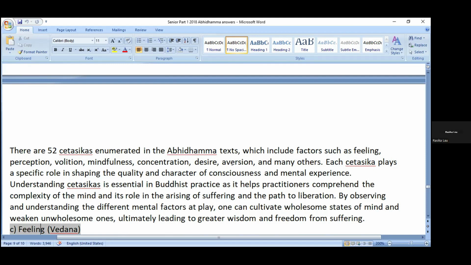You can take what is feeling? Sister Theo. Feeling is one of the Cetasika under the ethically variable ones, and it is also a universal Cetasika. It arises when there is contact. Feeling can be neutral, pleasant and unpleasant. Then what else? Feelings. Cannot remember.